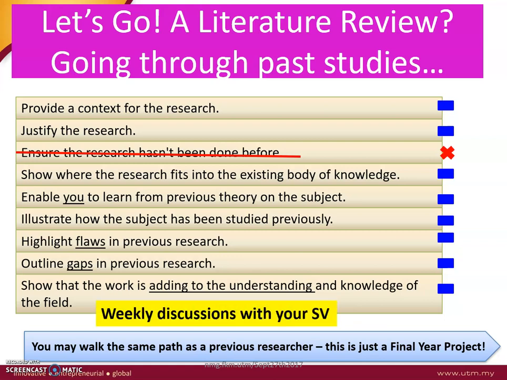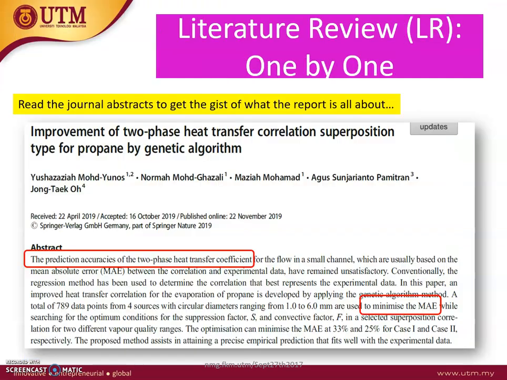Weekly discussion with your supervisor is a must. How do you do a literature review? Well, you should at least get one, if not several, journals from your supervisor after the first 2 weeks. Now, this is a sample. You see here, read the journal abstracts to get the gist of what the report is all about.